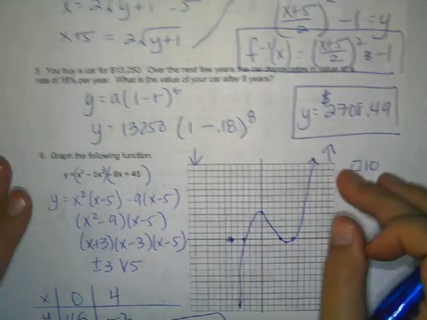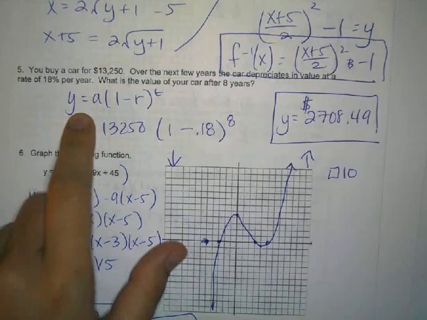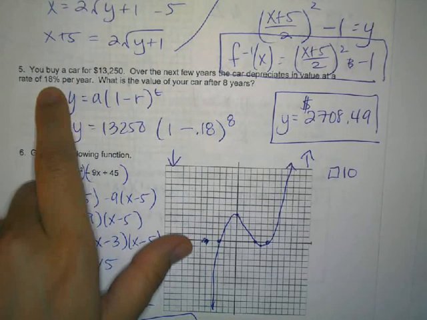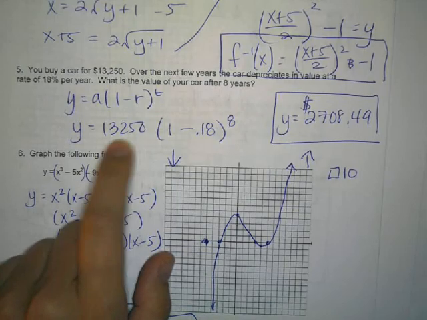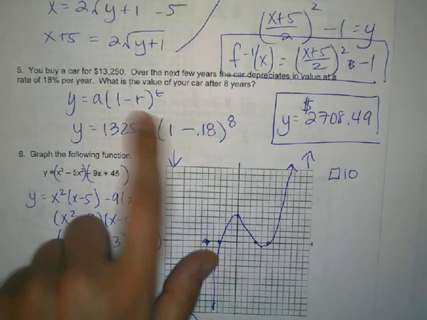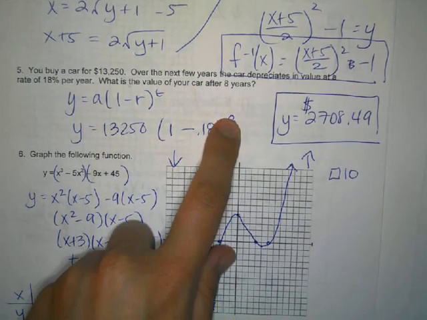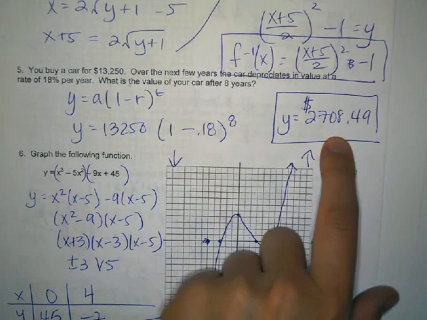For 5, there's no compounding going on here. This is just an exponential decay problem because you're decreasing at a certain percentage. So we plug in 1320 or 250 for your original value or your a value. Your rate is 0.18, and we're looking for the value after 8 years. So this would be the setup, and when you punch it out, you get that value.